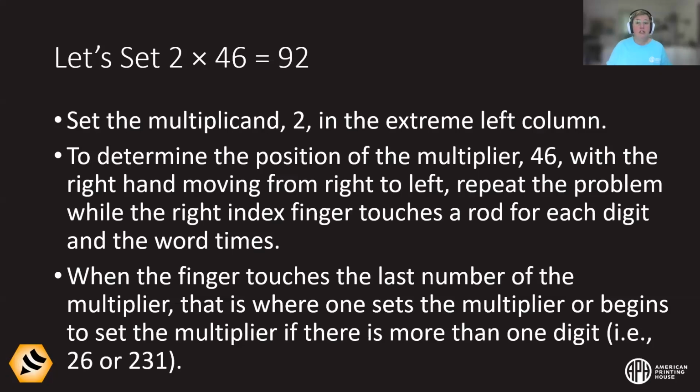When the finger touches the last number of the multiplier that you were saying, which should be the 6 of 46, that's where one sets the multiplier, or begins to set the multiplier if there's more than one digit. So that's where you set the 4, because it's the highest digit of the multiplier. Let's demonstrate this one.